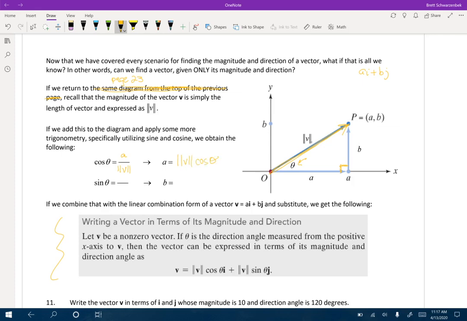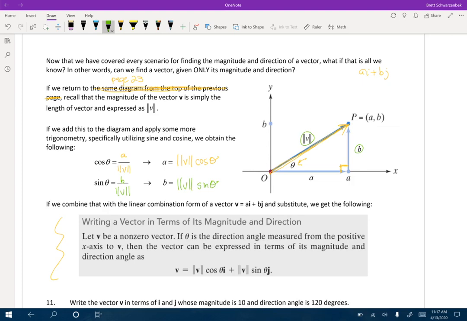Let's do the same thing for sine. So the sine of theta is going to be opposite b over hypotenuse magnitude of v. If we want to solve for b, we're going to get magnitude of v times the sine of theta.